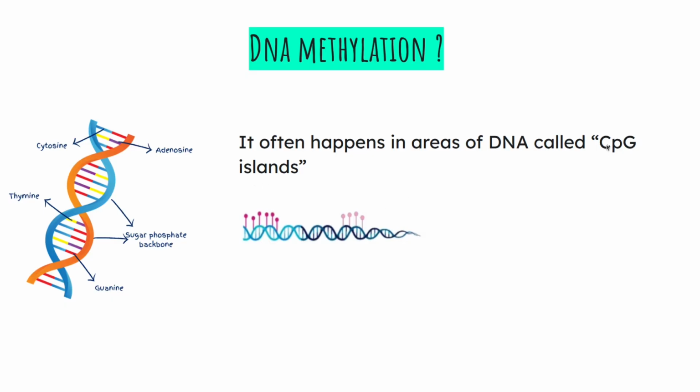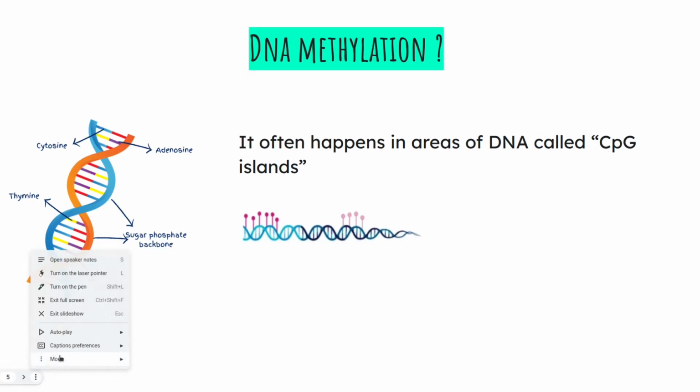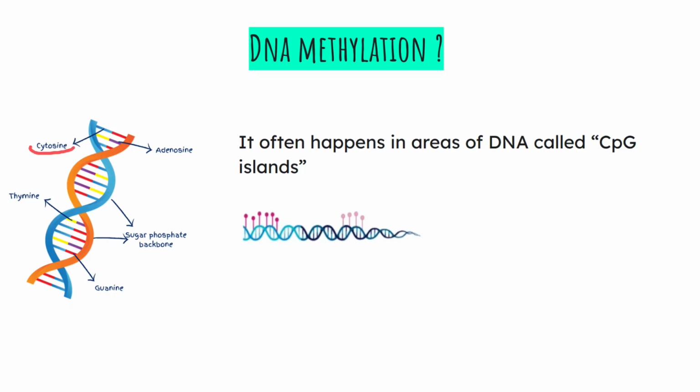Now, the C stands for cytosine. You have your cytosine. Here we have the cytosine. Then the P is for phosphate and the G is for guanine. So we have these islands where we have the C, the P, and the G's stacked up together, and it is in these islands that we have this methylation occurring. You could see here in this DNA strand these methyl groups in red, which shows that our DNA has undergone the process of methylation.